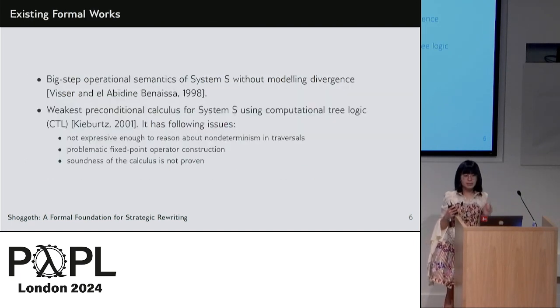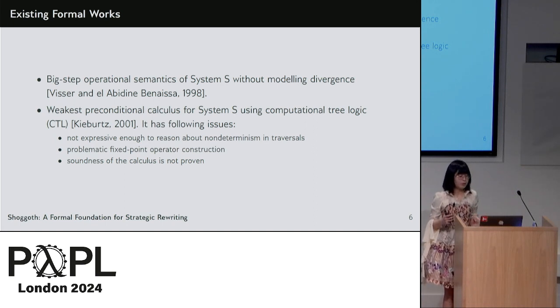And there are some existing formal works. For example, there are already existing big step operational semantics for System S, but without modeling divergence. And there are existing sketches of a weakest precondition calculus for System S, making use of CTL, but it's not expressive enough to reason about nondeterminism in traversals, and it has some problems in fixed point operator constructions, and the soundness is not proven.